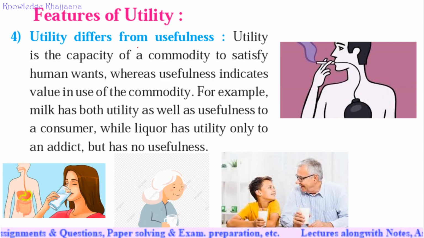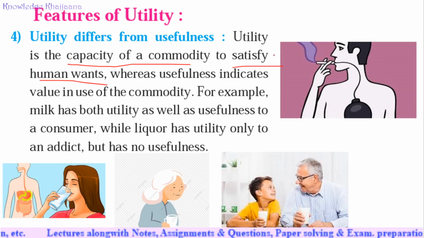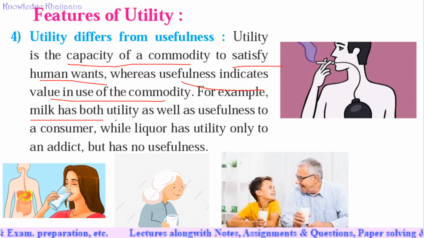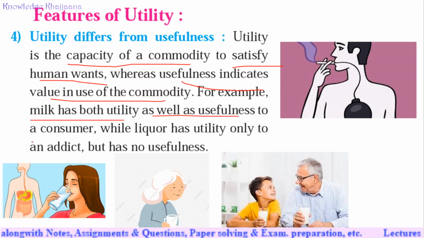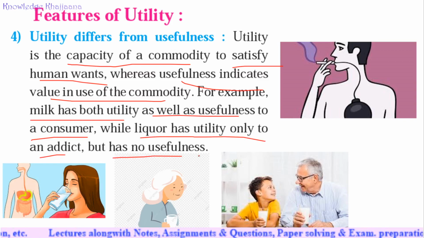Next, utility differs from usefulness. This is a good point. Utility is the capacity of a commodity to satisfy human wants, whereas usefulness indicates value in use of the commodity. It is different. For example, milk has both utility as well as usefulness to a consumer, while liquor has utility only to an addict but has no usefulness.